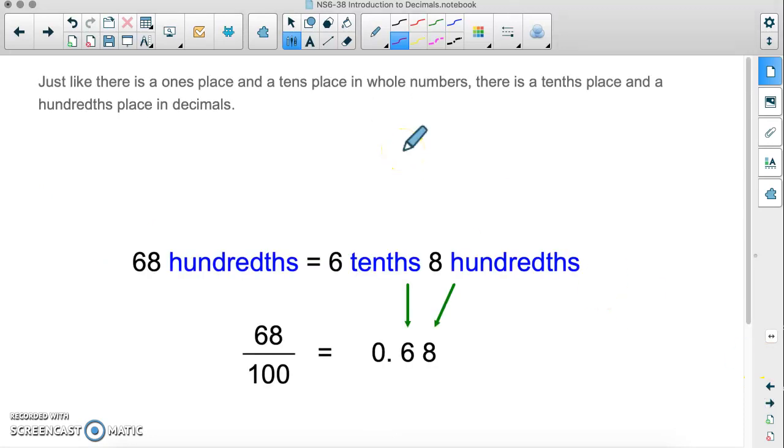So just like there's a ones and a tens place in whole numbers, there's also a tenths place and a hundredths place in decimals. So 68 hundredths is the same as saying 6 tenths, which is in this place value, and 8 hundredths, which would be the second digit in. So the first digit to the right of the decimal point is the number of tenths, and the second digit is the number of hundredths.